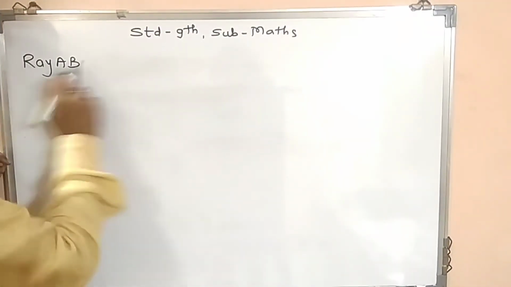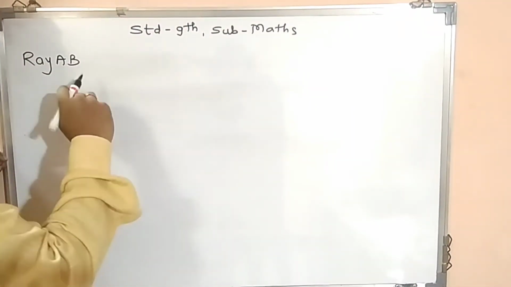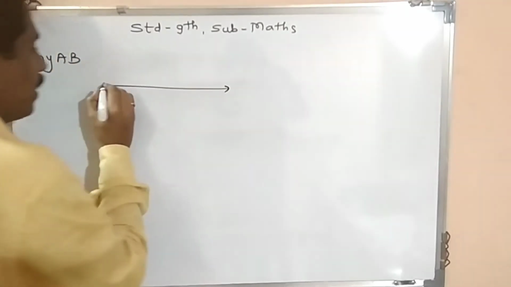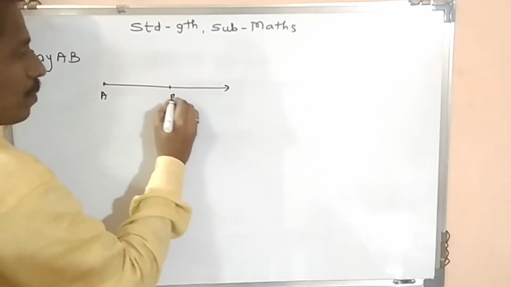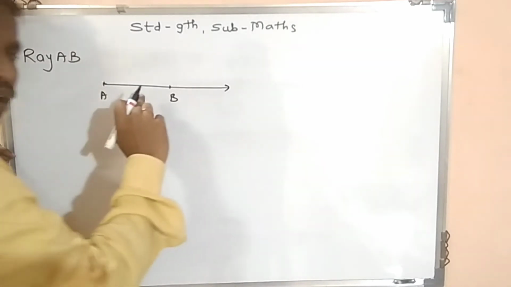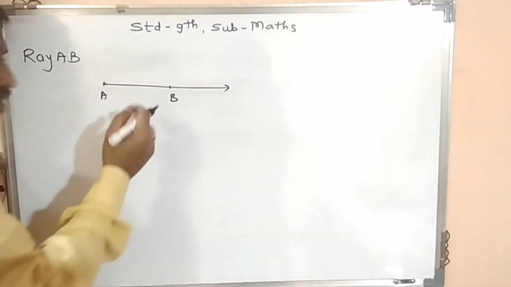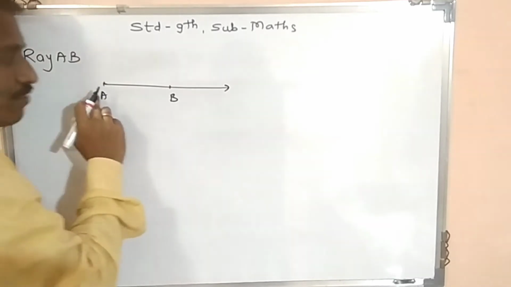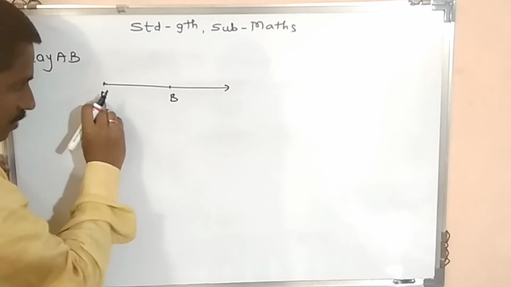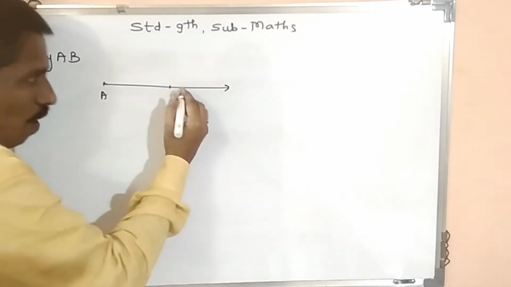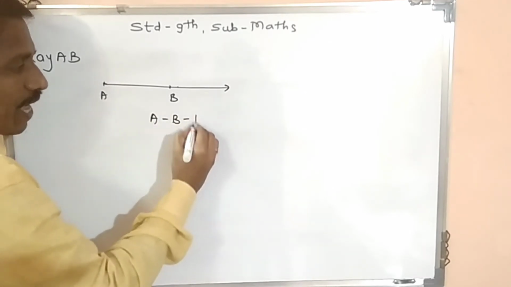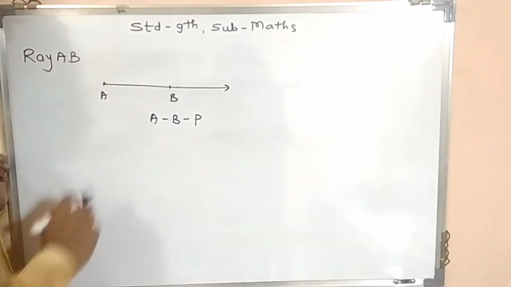Now we'll see ray AB. Again, ray AB is a subset of line AB. This is called ray AB. Point A is called starting point. With respect to set theory, how will we define this ray AB? Ray AB is union of segment AB and all such points which show betweenness A-B-P.